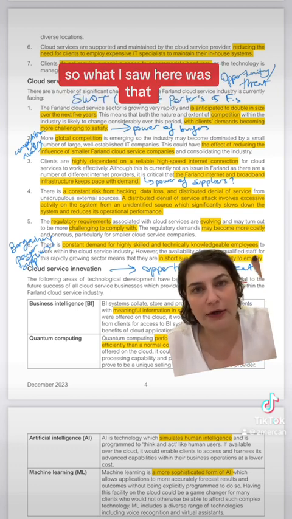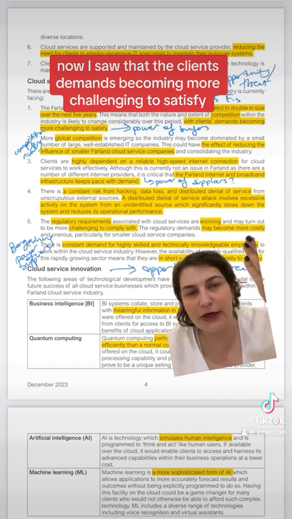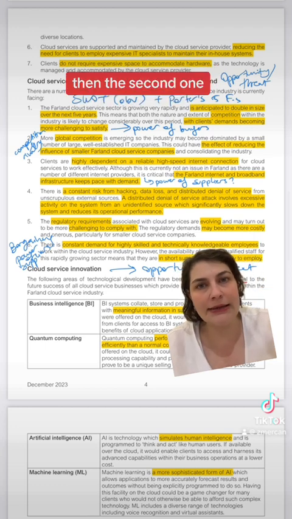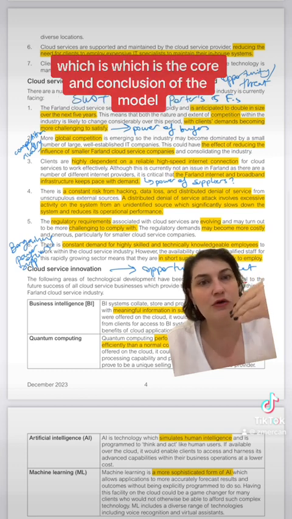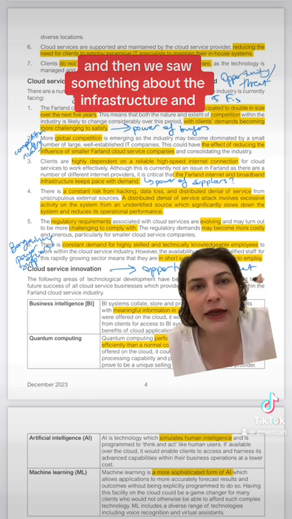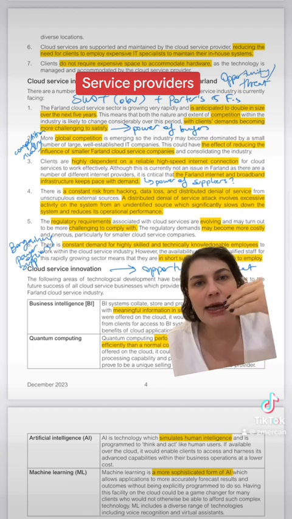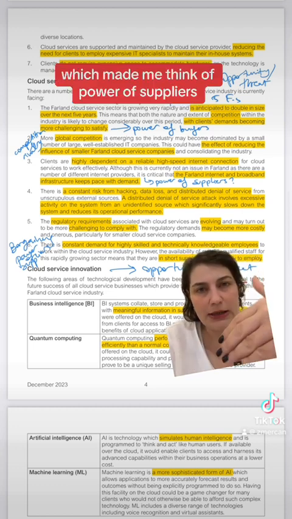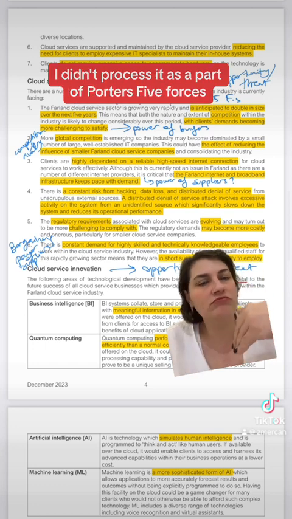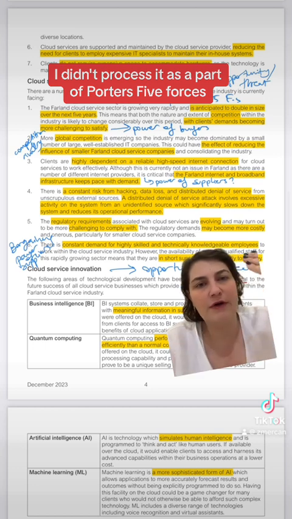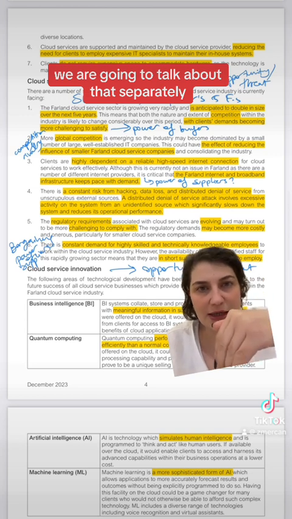So what I saw here was the client's demands becoming more challenging to satisfy. This made me think of the power of buyers. Then the second one is obviously about competition and rivalry, which is the core and conclusion of the model. And then we saw something about the infrastructure and service providers, which made me think of the power of suppliers. We see a constant risk from hacking. I didn't process it as a part of Porter's 5 forces, but we have a lot more information about the risks here. We are going to talk about that separately.